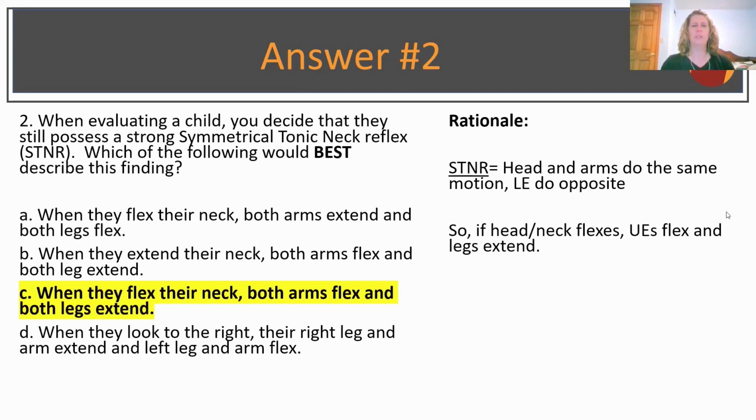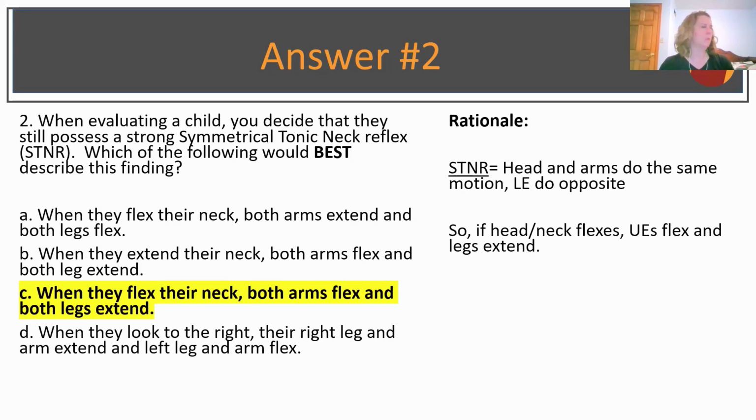Number 2, when evaluating a child, you decide that they still possess a strong STNR. Which of the following would best describe this finding? Yes, when they flex their neck, their arms or their elbows flex, their legs extend. So that was just the definition of it. When they flex their neck, both arms extend, that wouldn't be the STNR. When they extend their neck, both arms flex, both legs extend. Right, so that's opposite of what should happen.